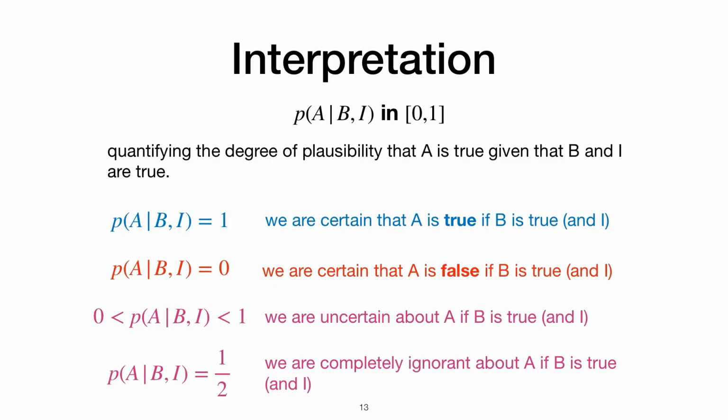If, on the other hand, you see that the probability of A given B is 0, this means that you're absolutely certain that A is false if B is true. Now, if you get a number that is anywhere between 0 and 1, this means that you are uncertain about A if B is true. And if this number in particular is exactly 1/2, then you are completely ignorant about A if B is true.